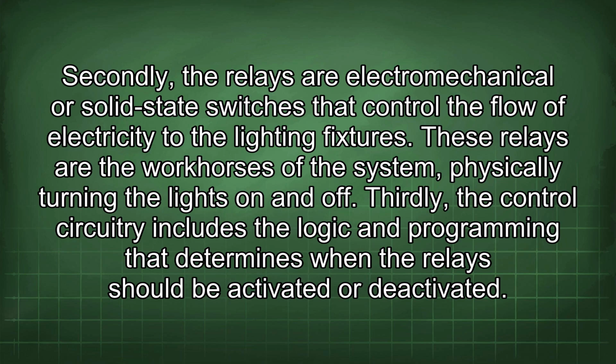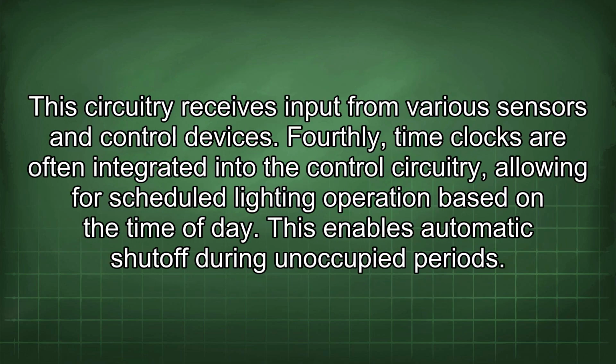Thirdly, the control circuitry includes the logic and programming that determines when the relays should be activated or deactivated. This circuitry receives input from various sensors and control devices. Fourthly, time clocks are often integrated into the control circuitry, allowing for scheduled lighting operation based on the time of day. This enables automatic shutoff during unoccupied periods.